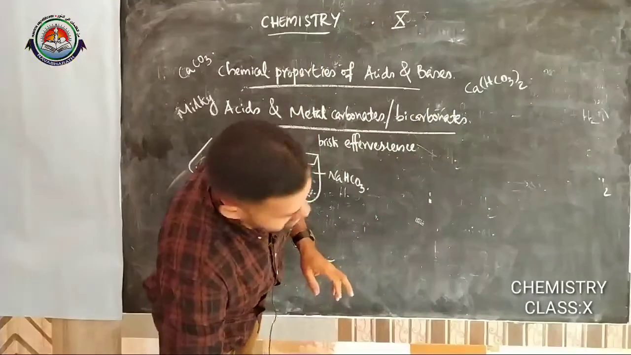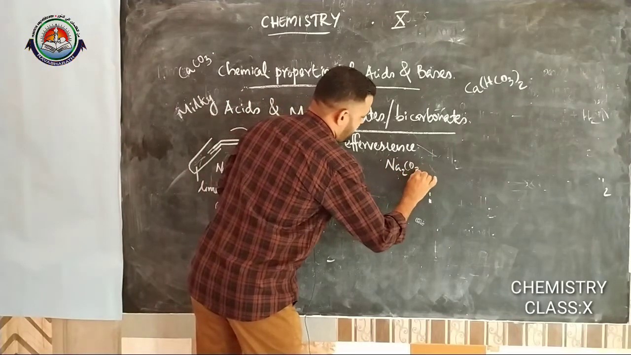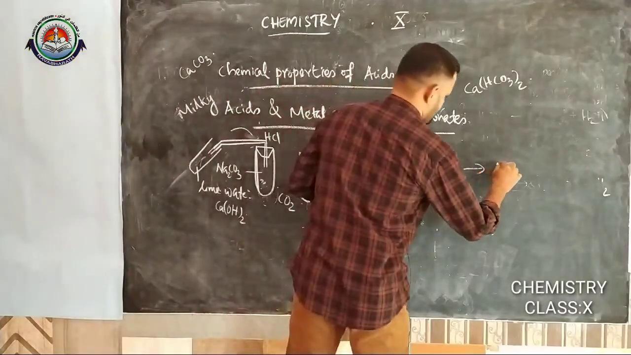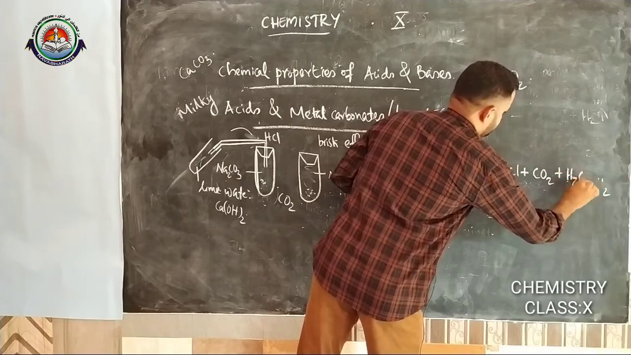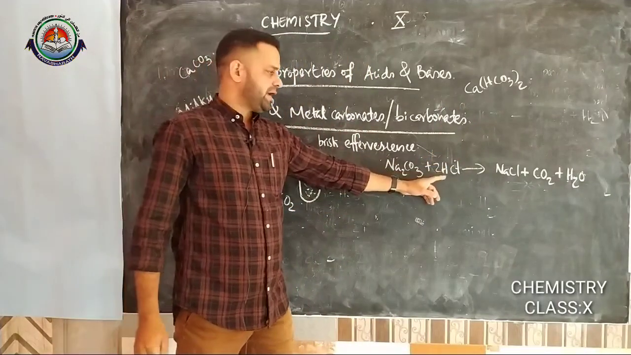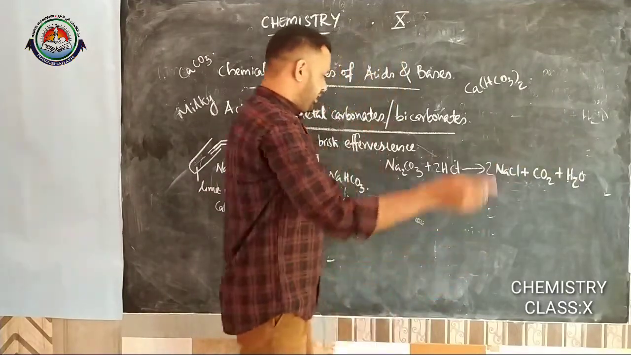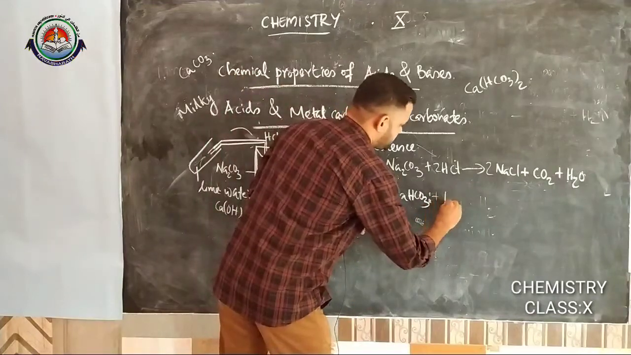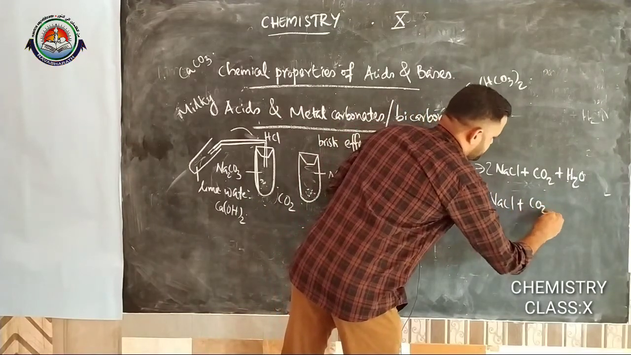We will write the equations. In the first case, when we add hydrochloric acid to sodium carbonate, they form NaCl plus carbon dioxide plus water. That is, sodium carbonate reacts with hydrochloric acid to form sodium chloride plus carbon dioxide plus water. And in another test tube, sodium bicarbonate, NaHCO3, reacts with hydrochloric acid to form sodium chloride plus carbon dioxide plus water.